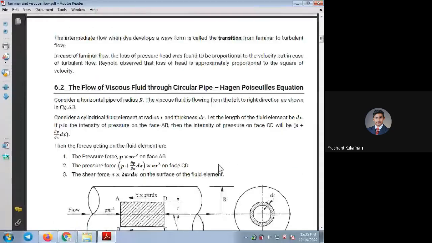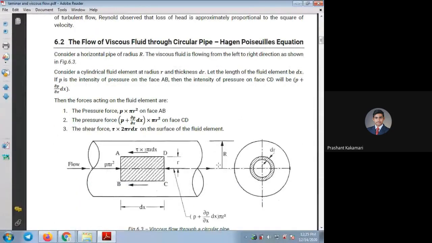Now later we have to understand how these viscous effects come into the picture in laminar flow, due to which there will be a head loss, pressure loss, or some shear forces. So many parameters will be there in these viscous effects in laminar flow.